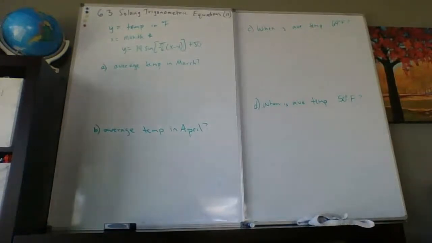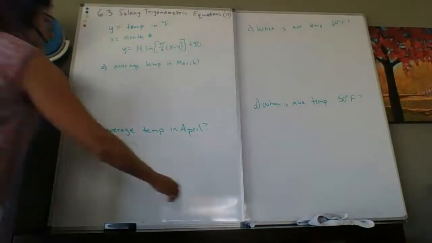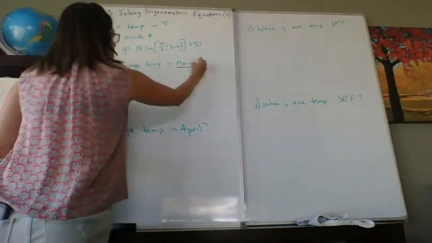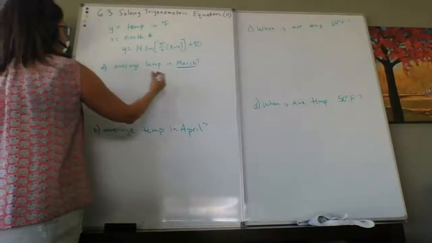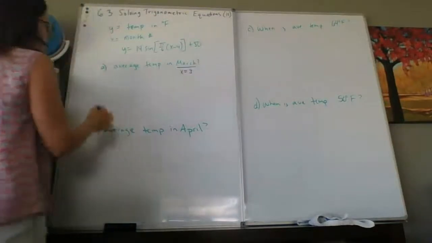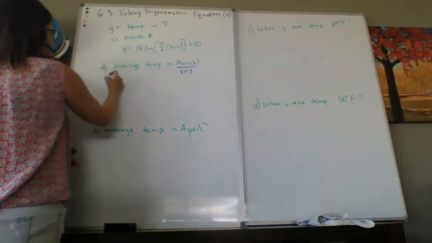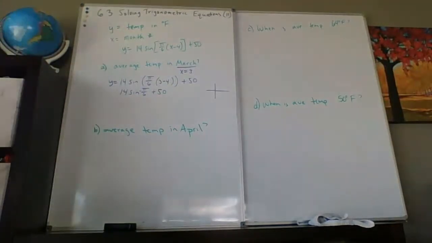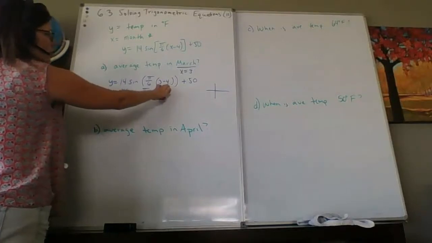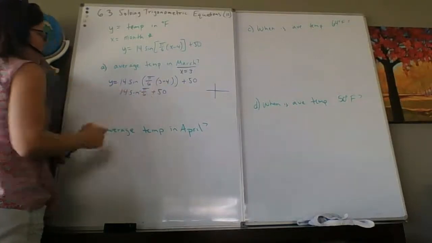So notice that X is the month number and they gave us March. So January, February, March, X equals 3. So now we just need to evaluate this equation when X equals 3. Plugging in X equals 3, we get Y equals 14 sine of pi over 6 times 3 minus 4, and then add 50. So inside the parentheses, we get 3 minus 4 is negative 1. When we multiply that by pi over 6, we get negative pi over 6.